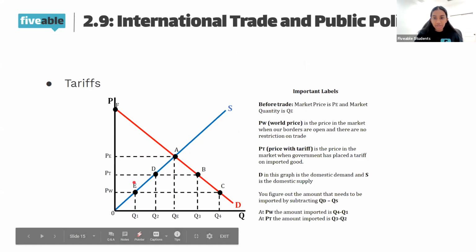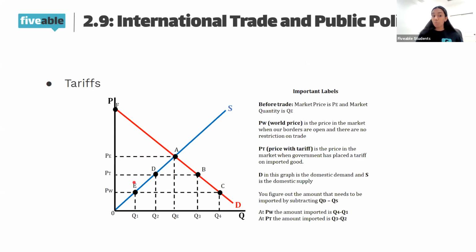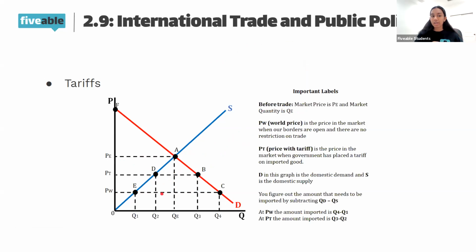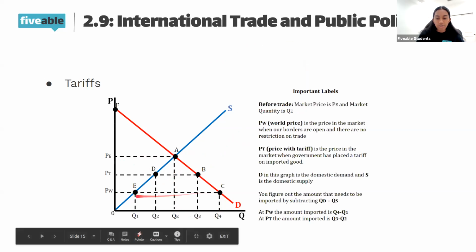The world price, so when our borders are completely open, our world price is all the way down here, and that comes from other countries being better at manufacturing things. So for example, China, they have a lot more factories, they can produce things for a lot cheaper, so that's why the world price is so low. And at this world price, quantity demanded is a lot higher than quantity supplied, which makes sense.